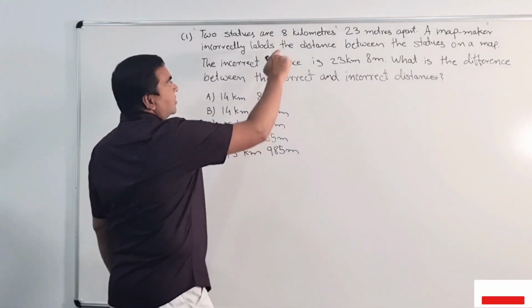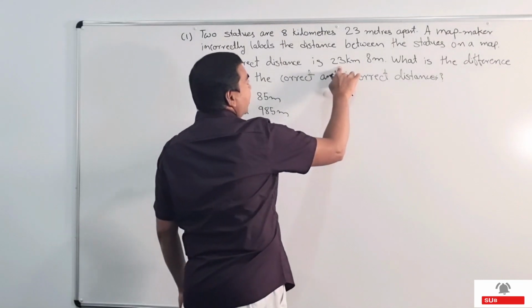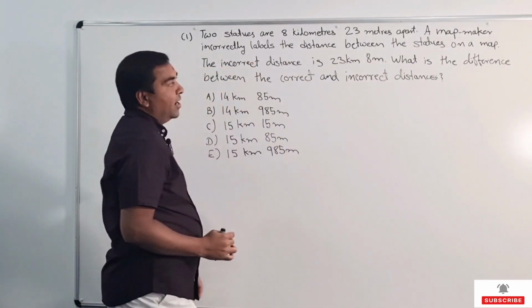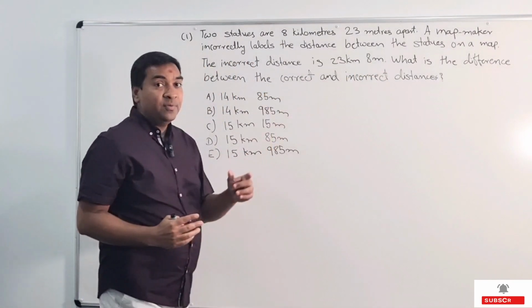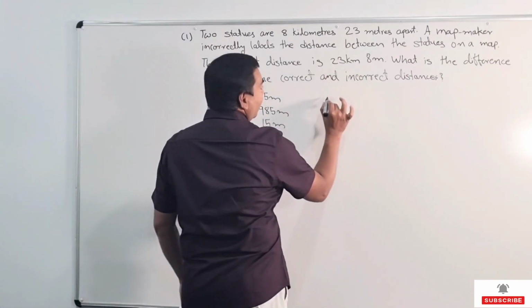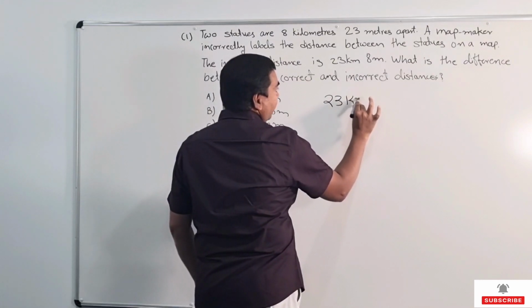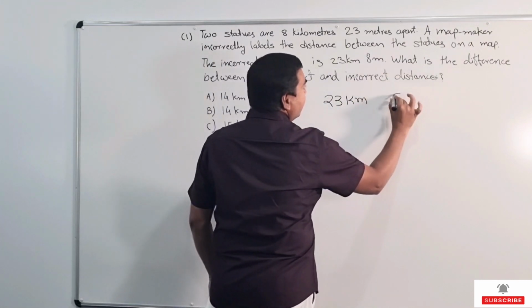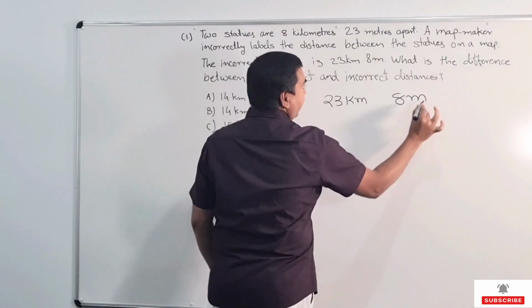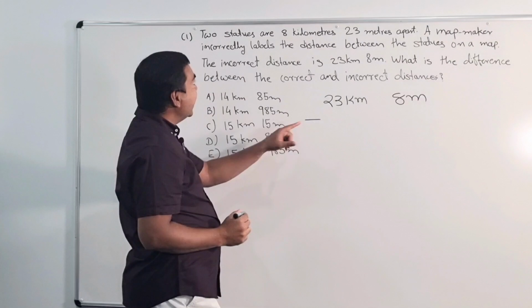So one distance is 8 kilometer 23 meter. Another distance is 23 kilometer 8 meter. And I've got to find out the difference between these two distances. So I'll be just taking 23 kilometer and 8 meter minus, because I want to find out the difference.